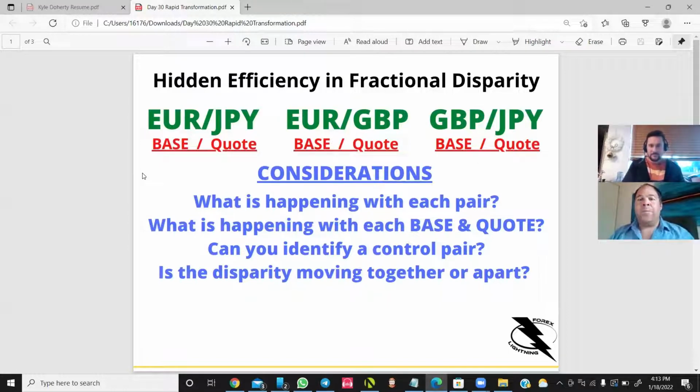All right. So now, if you take a look at that for what it is, there are some considerations you need to make when it comes to fractional disparity. That really starts with understanding there are 3 pairs. That's your Trinity. But it's understanding what is happening on each pair. Because if 2 of these pairs are moving and a third one isn't moving, then you've got some good fractional disparity going on. If one of these pairs is moving and 2 aren't, then there's something else going on. So you also have to understand what is happening with each base and each quote.